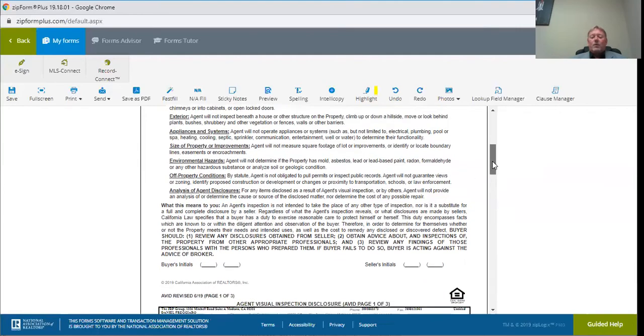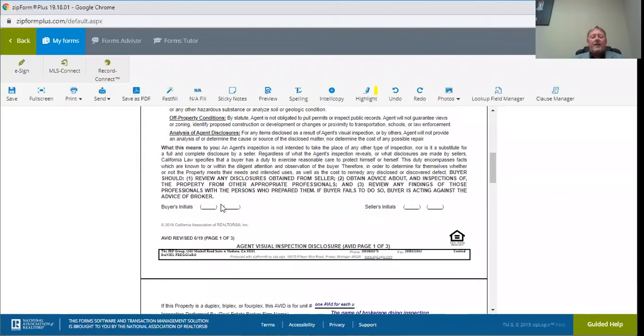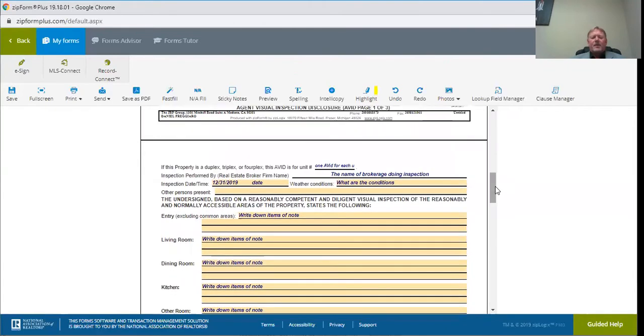So what will happen is we're going to complete page 1. We're going to have your client take a look at it, and then if you're representing the seller, we're going to have the seller's initials, and if the buyer, the buyer's initials. Then we go on to page 2, and if this property is a duplex or a triplex, what unit is this? You'll note that.